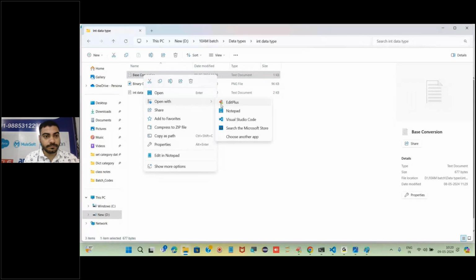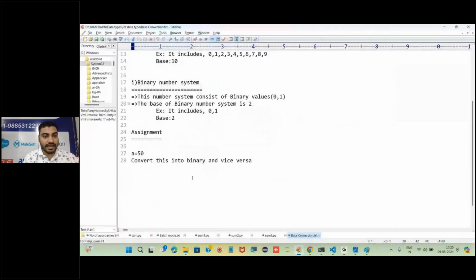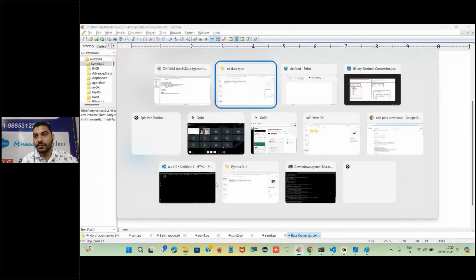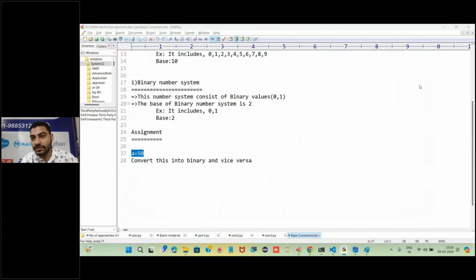Open with Edit Plus. I have given one assignment. Did you do it? What is the answer for this? Tell me, online as well. 110010. Everyone is getting the same, 110010. Fine. Did you cross check it? Okay, fine.